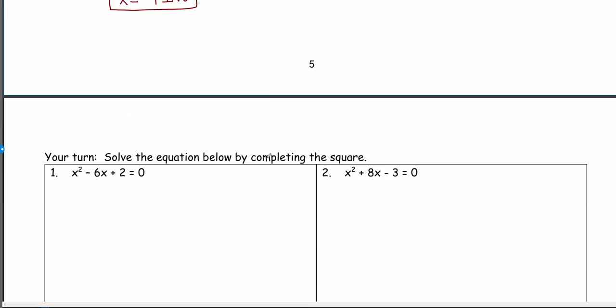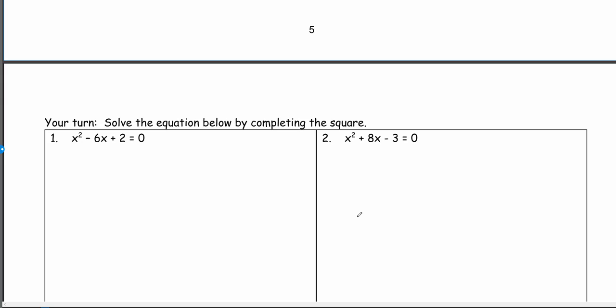Okay, one more example. I'm going to try number 2 there. Alright, separate variable terms and constant terms. Step 1 is what? x squared plus 8x equals 3. That's fine, that's already separation.